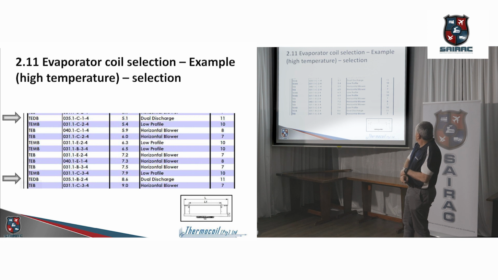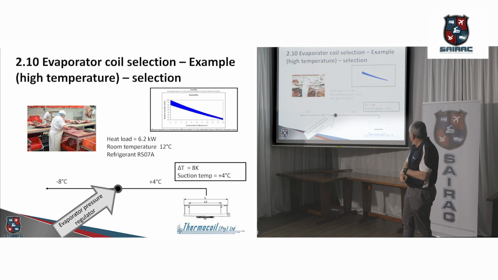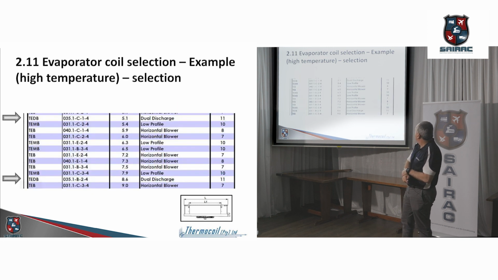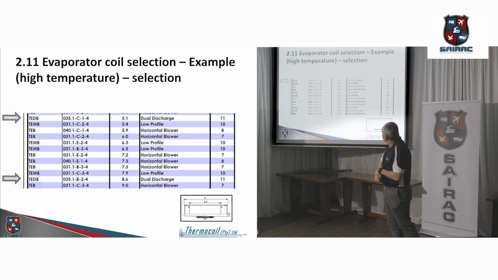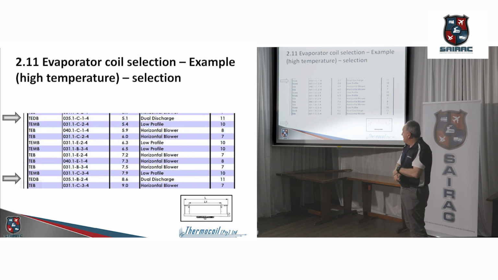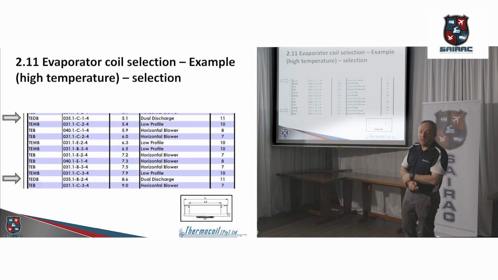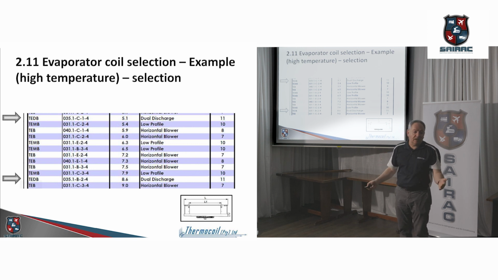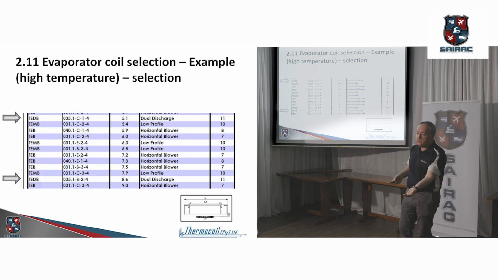Okay, so what were we looking for? What kind of duty? 6.2. Okay. All right, there we got 5.1. It's a dual discharge, TEDB. That's too little. I'm going to go for the 8.6. Okay, again, that's how you choose them. Maybe you can go to the dual discharge page, but that's basically all it is.